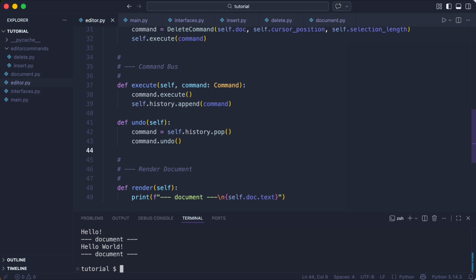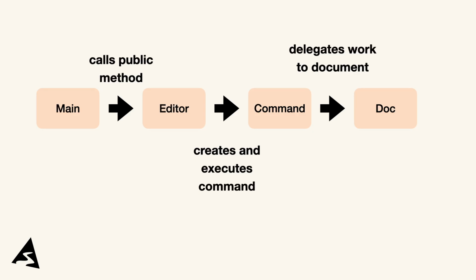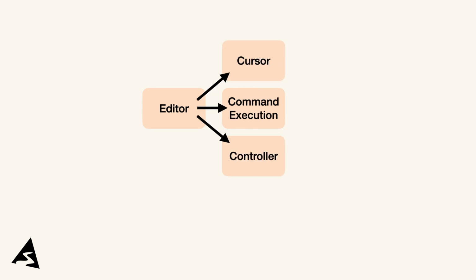Let's check if everything still works. Yes, it does. Now, I can easily forgive you when you think this is quite some over-engineering. Main calls a public method in editor, editor creates and executes a command, the command delegates the work to the document object, and actually we should even separate the code more because editor is sharing three responsibilities: holding cursor information, executing commands, and housing the public methods that create commands.